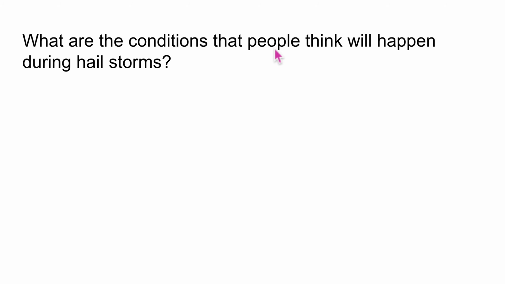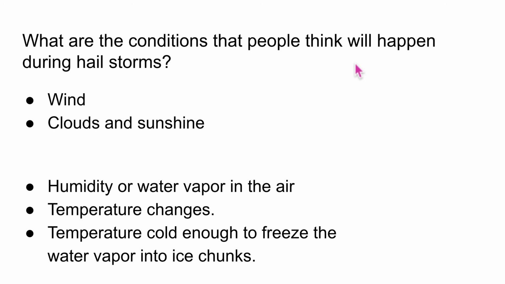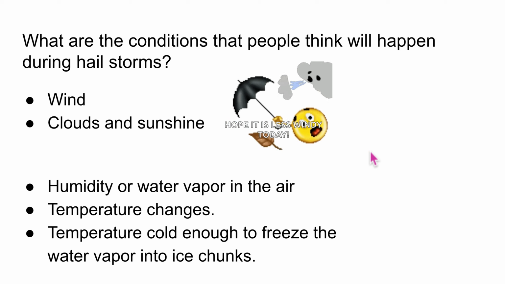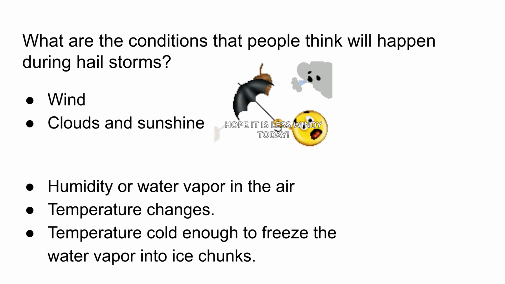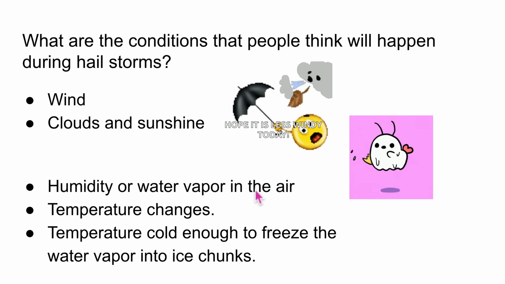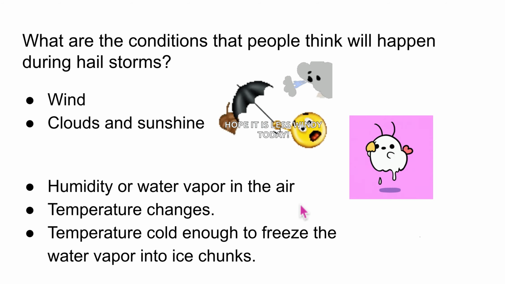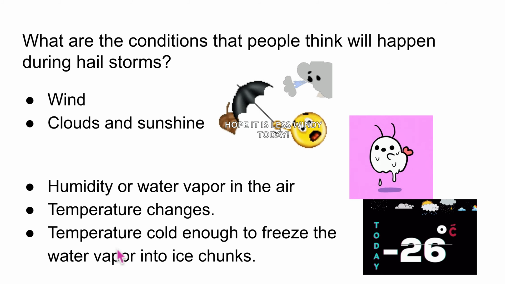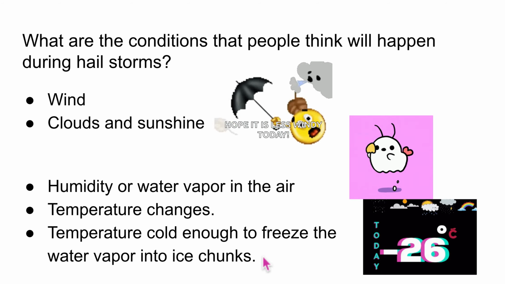So, what are the conditions that people think will happen during hailstorms? We've got wind and clouds and sunshine. Of course, the sun doesn't actually go away. What's the sun do? Where does the energy come from when we have changes in energy? Got to have some water vapor or humidity in the air. There have to be temperature changes. The temperature somewhere has to be cold enough to freeze the water vapor into ice chunks.